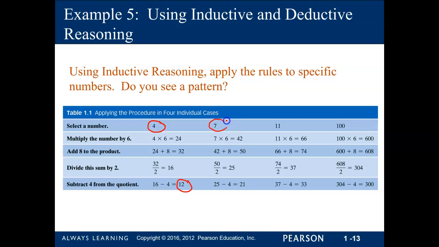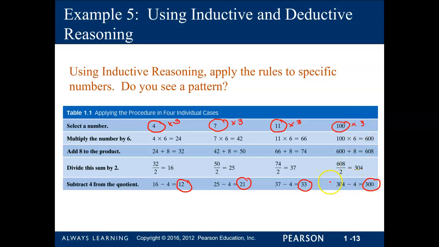And I want you to take a look. 7, it became 21. 11, original number, after the whole process, it became 33. 100, it became 300. Okay? So you will notice that after all these processes, the final result is simply 3 times the original number, right? 4 times 3 is 12, 7 times 3 is 21. So if you multiply by 3, it's pretty much that.